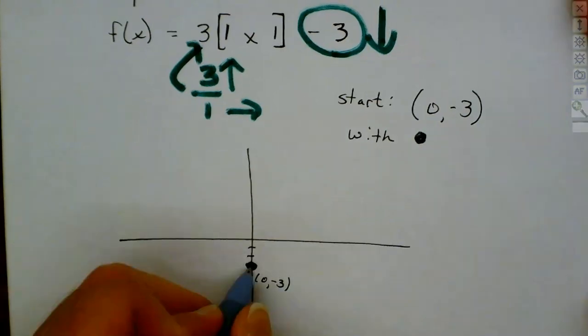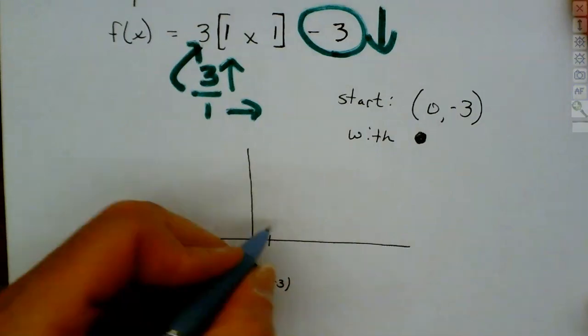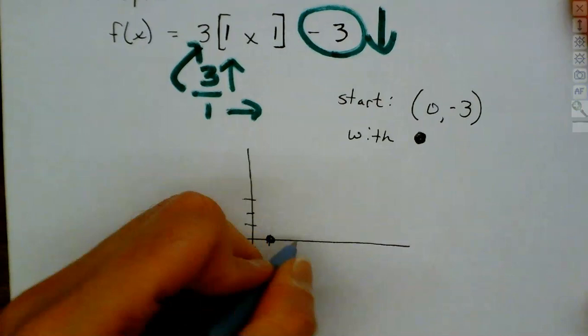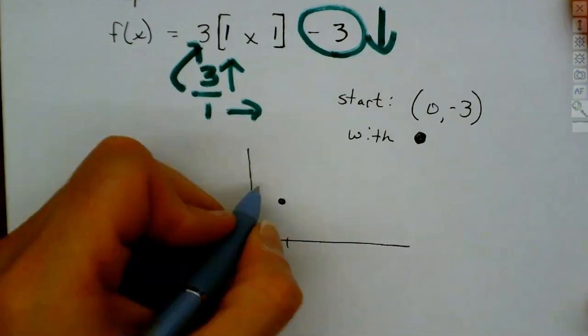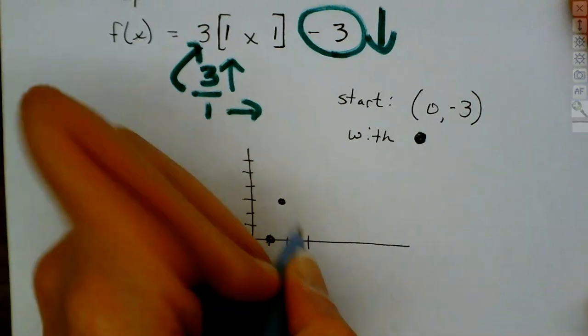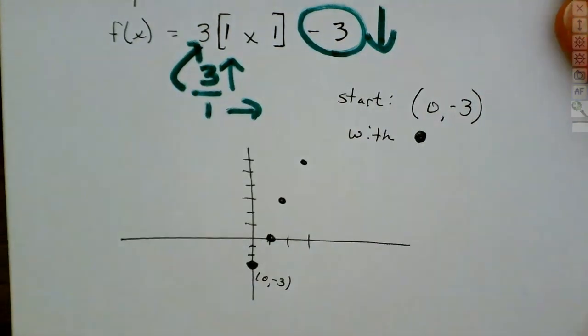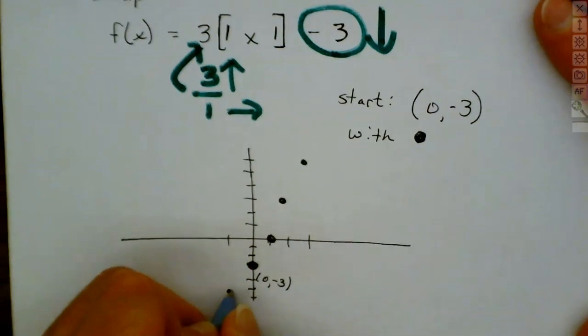So, starting here, we go up what? 3 over 1. Make a circle. Up 3 over 1. Make a circle. Up 3 over 1. Make a circle. And if you want to do a couple in the down direction, you could do that too. Down 3, back 1, make a circle.